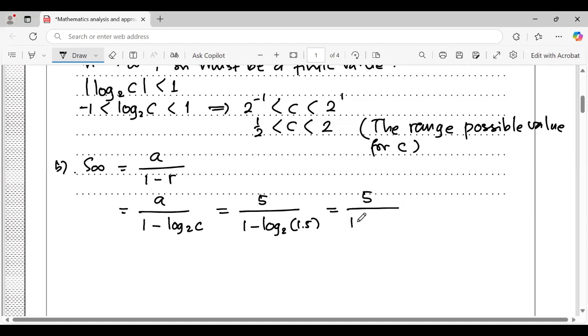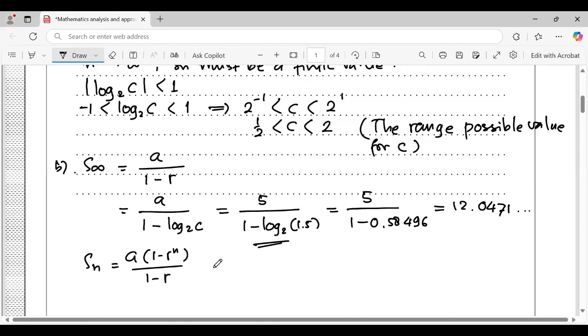5 over 1 minus 0.58496. And if you calculate this, it is 12.0471. What I would like to find, using this fraction, is Sn, which is A times 1 minus R to the power n over 1 minus R.